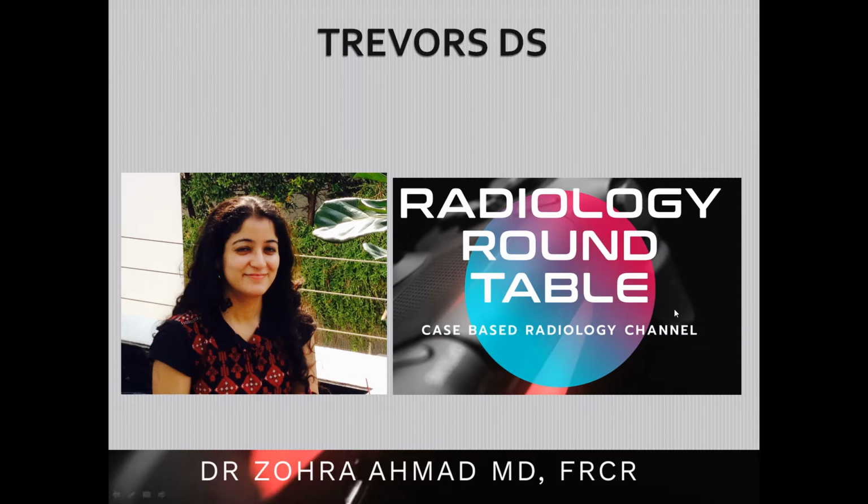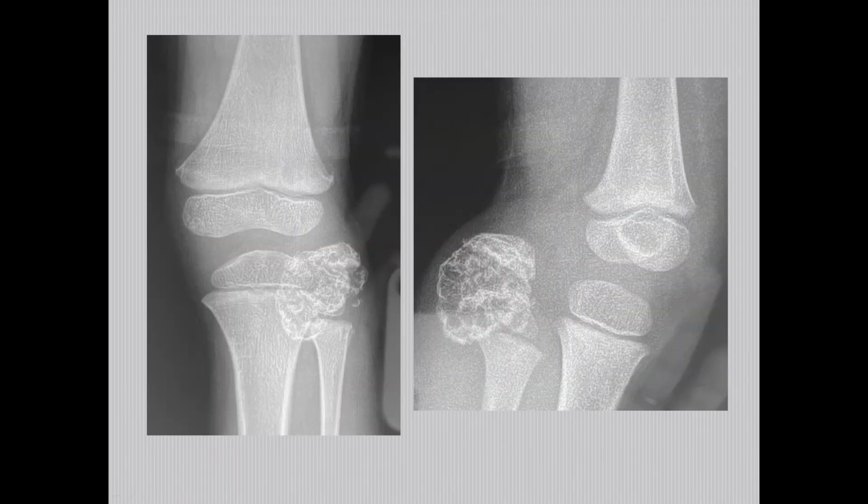I'm Dr. Zora Ahmed, and I'm going to present this interesting case of a 3-year-old male child who presented with swelling around the knee joint. Here we see an abnormality in the region of the fibular epiphysis, where there's a lobulated, partially calcified mass, which is partially obscuring the epiphysis growth plate and extending into the overlying soft tissue.